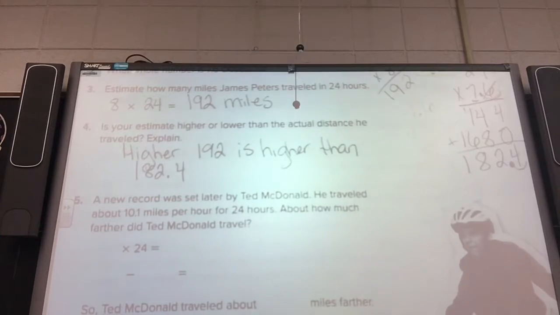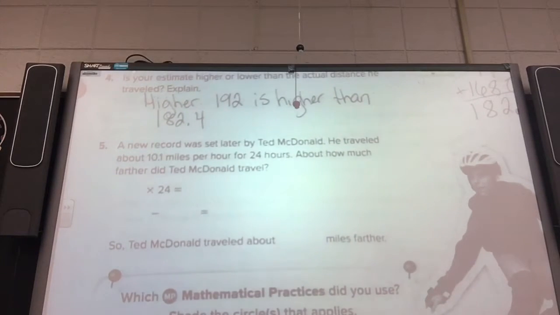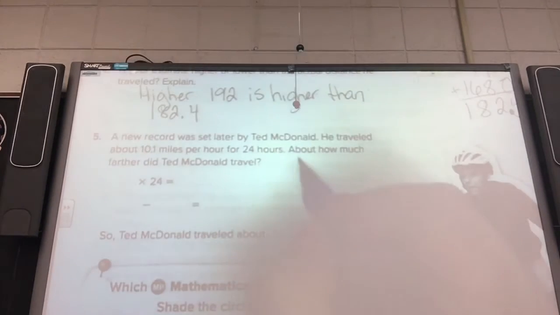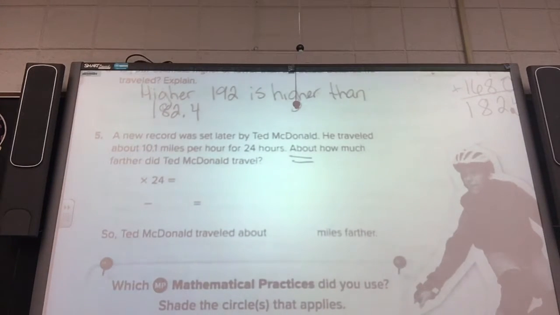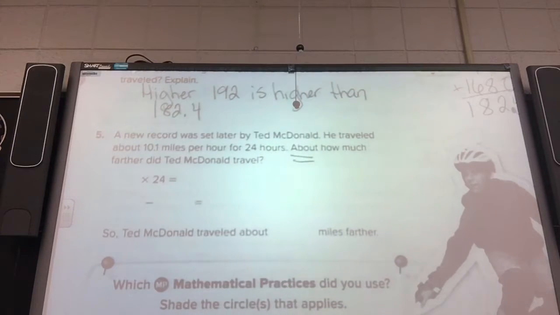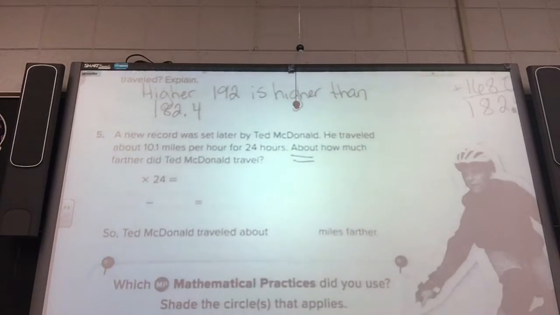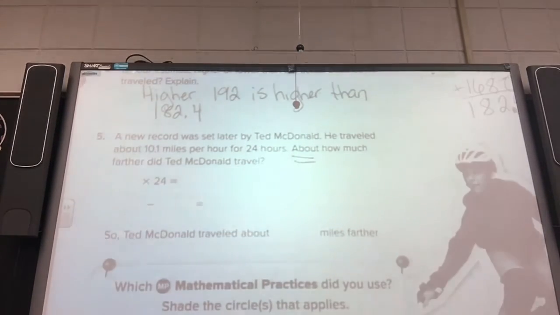All right, so then it tells us, a new record was set later by Ted McDonald. He traveled 10.1 miles in 24 hours about, this is that key word about, remember that when you're testing, about just means approximately. How much further did Ted McDonald travel? So we've got 10.1, is that closer to 10 or closer to 11? Right, it's closer to 10.